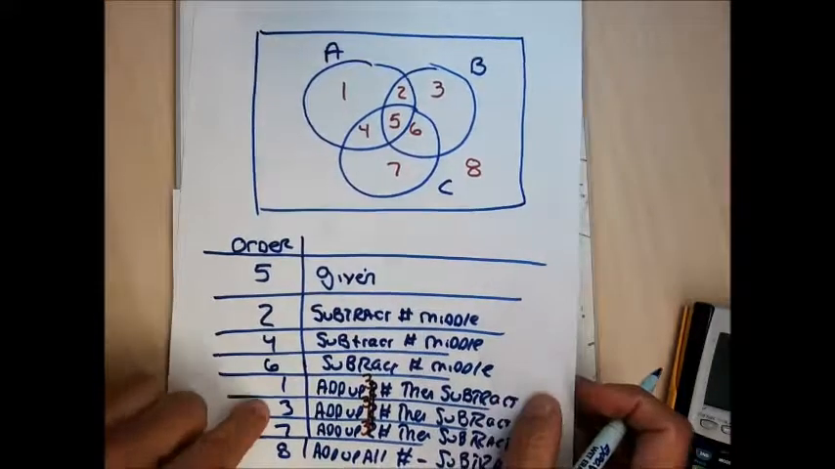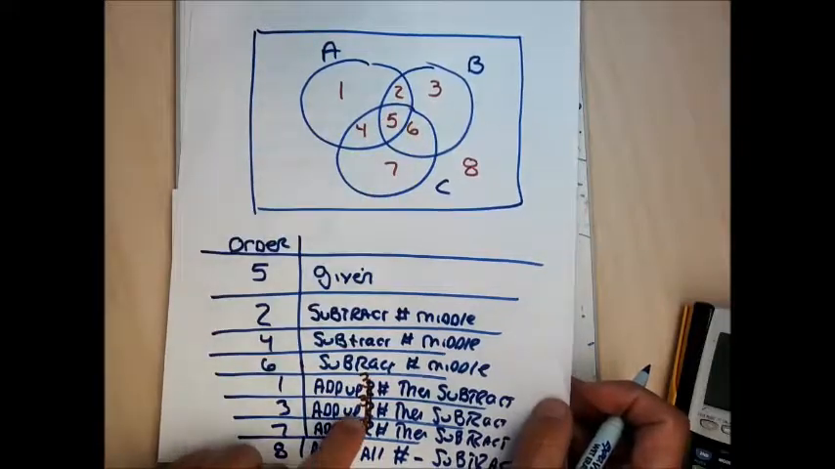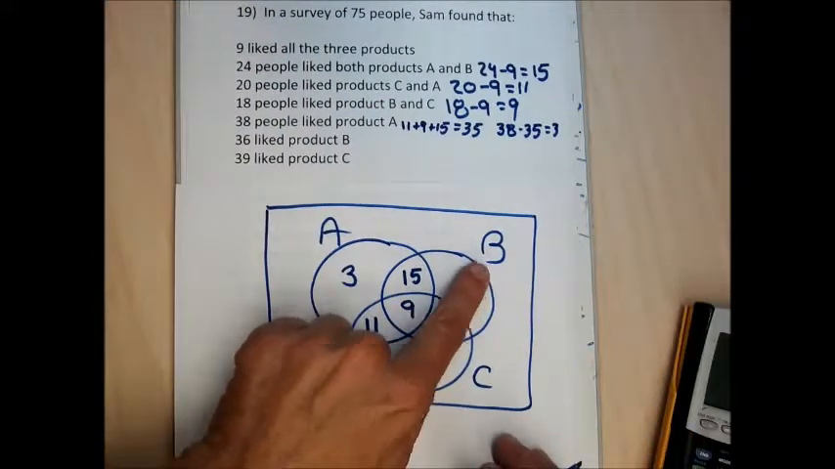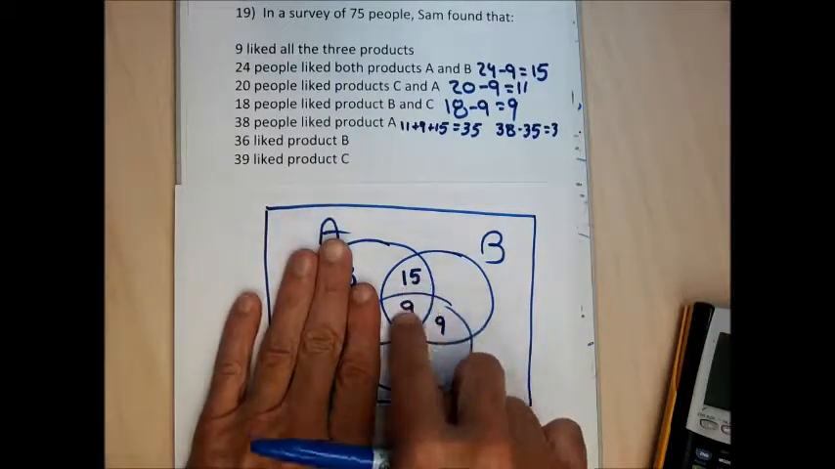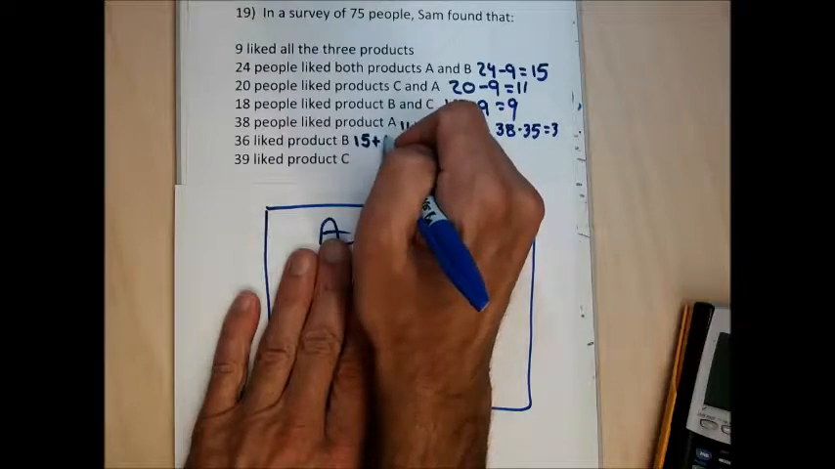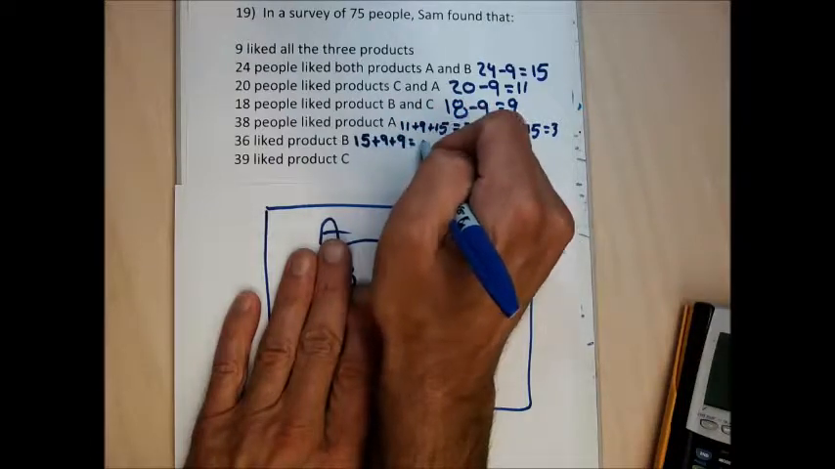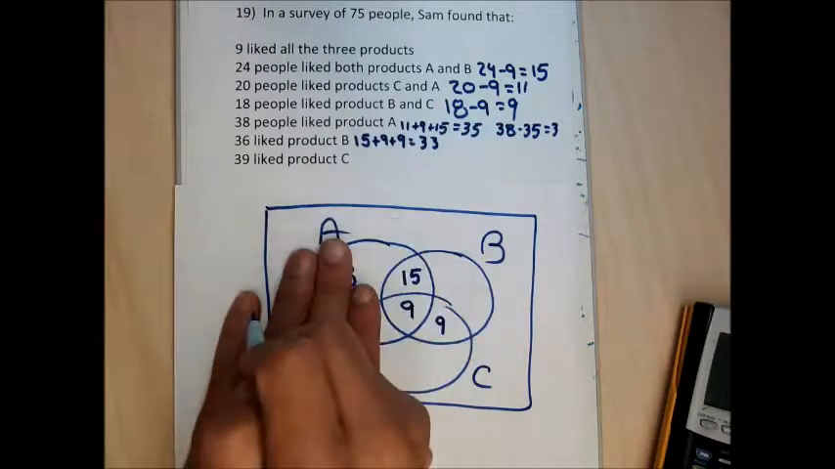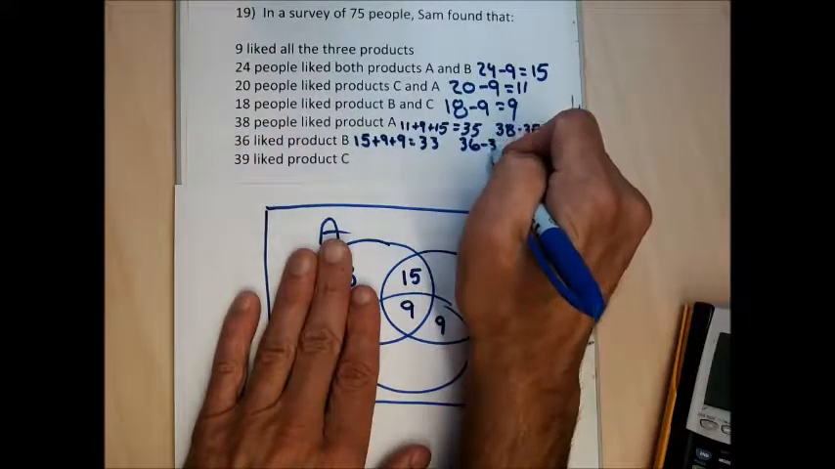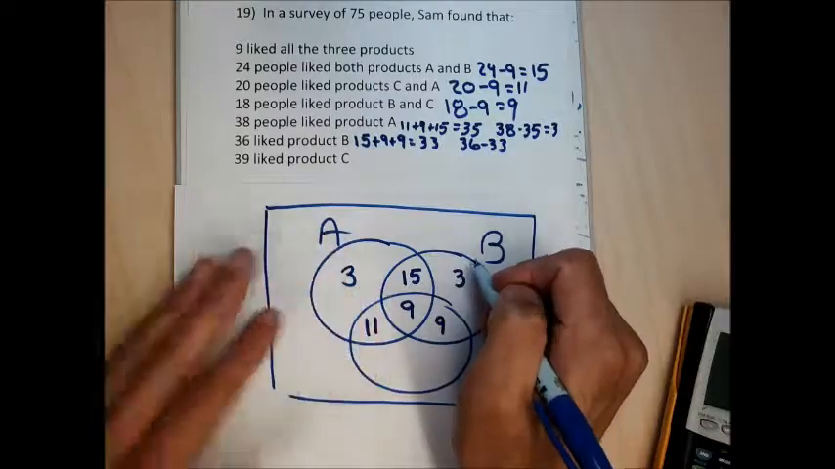Then I'm going to move on to region 3, where I add up 3 numbers and then subtract. Since it's a part of B, I'm going to add up these numbers, 15, 9, and 9, and put it next to the B here. So 15, 9, and 9. Those add up to 33. I'm going to subtract this 36 minus this 33 and get a 3.